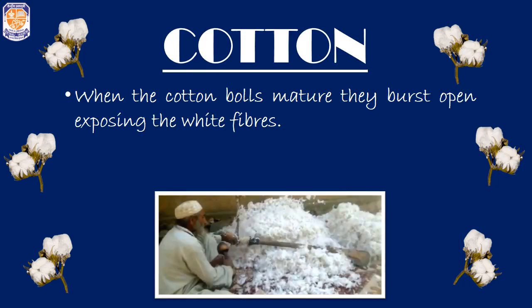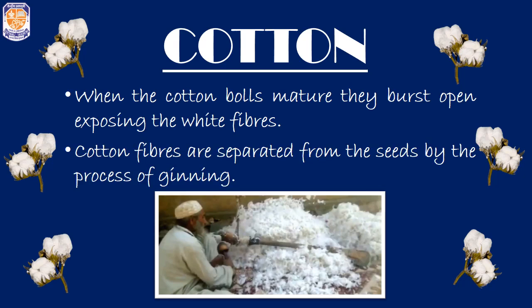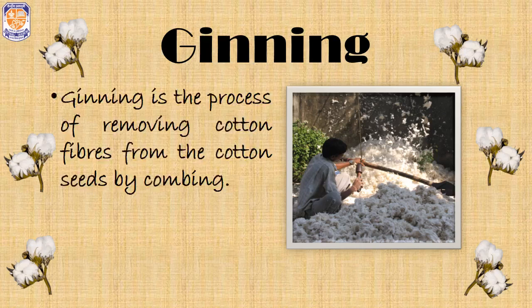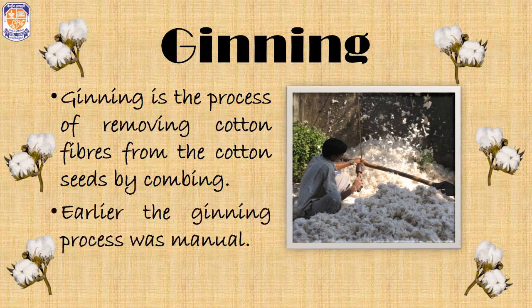When the cotton balls mature, they burst open, exposing the white fibers in them, and then the cotton fibers are picked up using hands, and then they are separated from the seeds by the process of ginning. Ginning is the process of removing cotton fibers from the cotton seeds by combing. Here in the picture you can see manually it is being done by a man using a very simple machine.